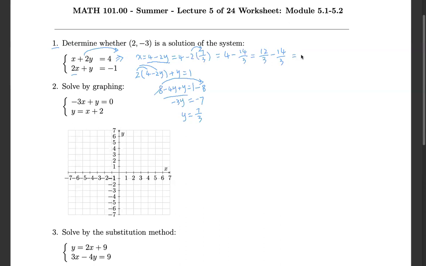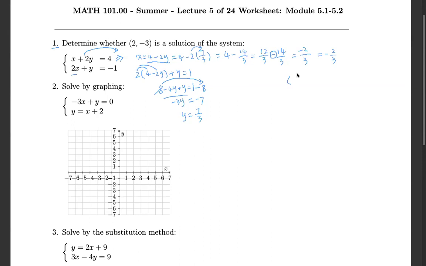So now we have common denominators. We only have to keep it once. We perform the operation of a minus with the numerators. 12 minus 14, get negative 2. Normally, we write the negative sign up front. So negative 2 over 3. So that is a solution for the system.